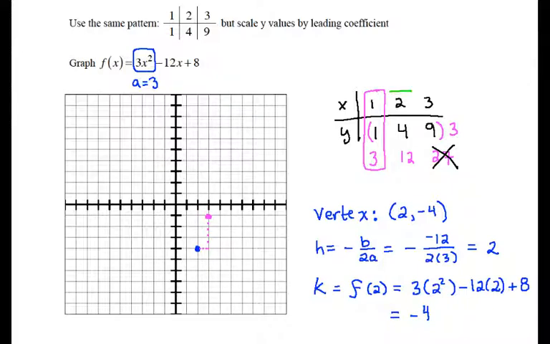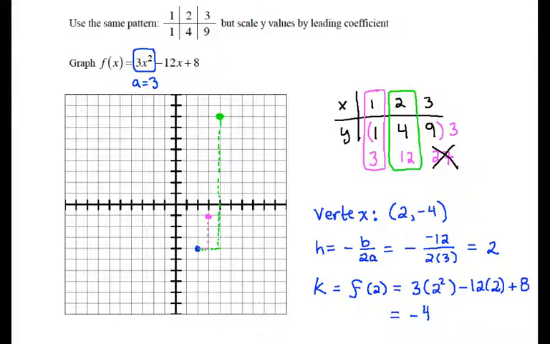Now I'm going to plot the point 2, 12. Again, relative to the vertex instead of relative to the origin. Coming back to the vertex, I go right 2 and I go up 12, which is going to bring me all the way up to 8 up here. So it looks like I was able to fit 2 of those points, which is pretty good for a parabola with this much stretching.